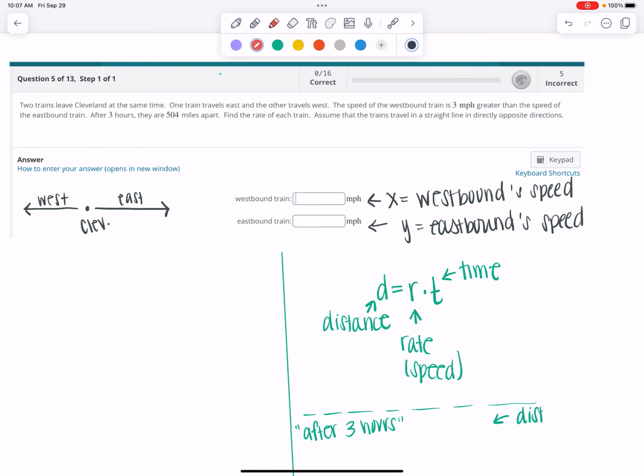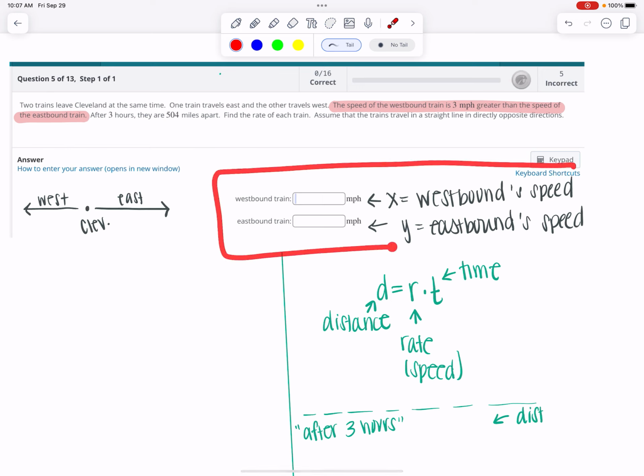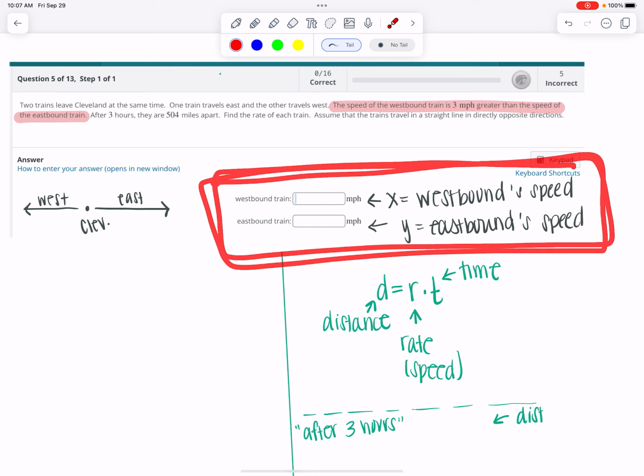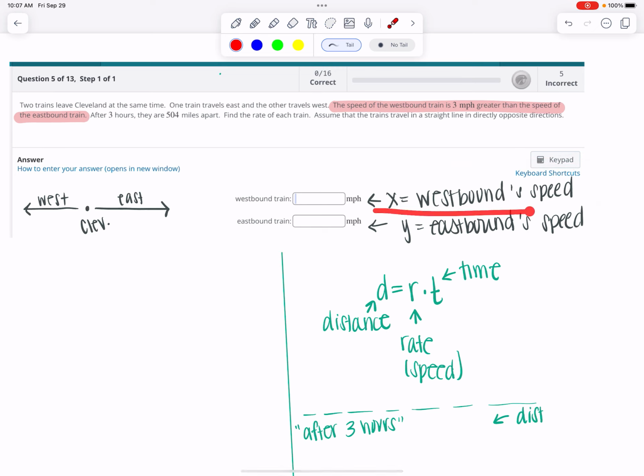And so let's first look at this third sentence. The speed of the westbound train is 3 miles greater than the speed of the eastbound train. Now, before I can set up any equations, I need some variables. I told you guys in the previous videos, whatever that first one is, let that be x, second one be y. So I would write down on my paper, x is the speed of the westbound train, y is the speed of the eastbound train.